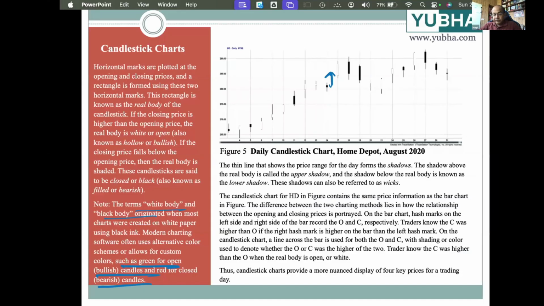I think that brings us to the end of this chapter. Let's quickly go to TradingView and see a few charts before we come to the x-axis. Just give me 1 second.